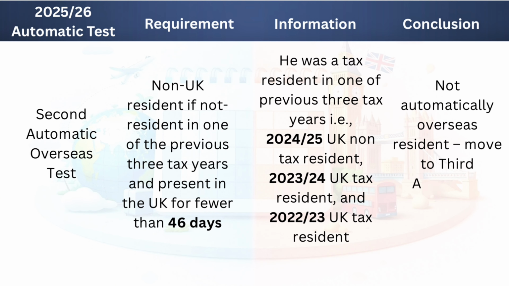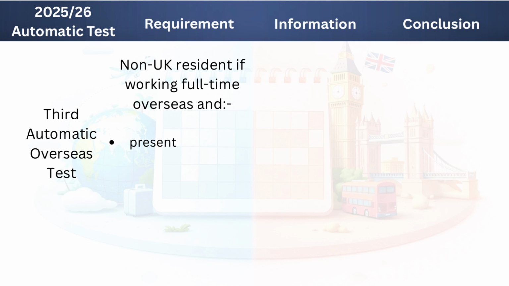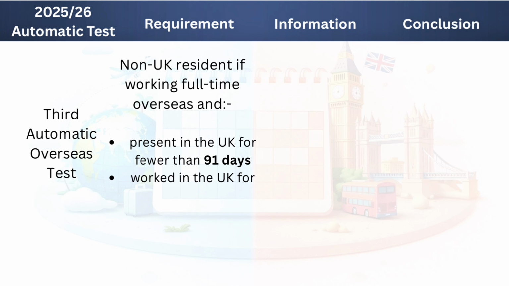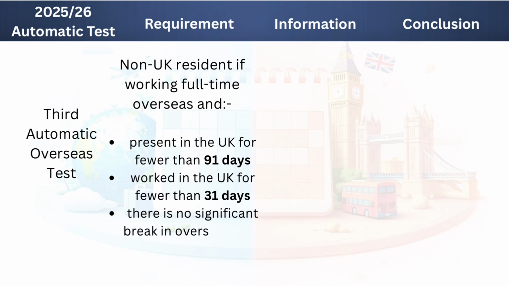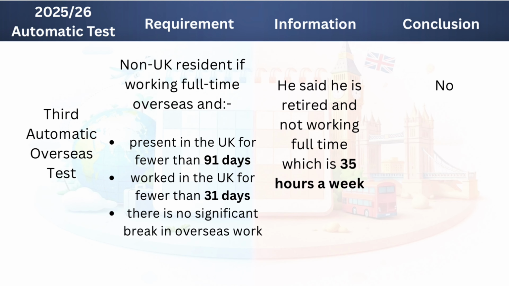Move to the third automatic overseas test. The requirement is: non-UK resident if working full-time overseas, present in the UK for fewer than 91 days, worked in the UK for fewer than 31 days, and there is no significant break in overseas work. The information we hold is that he said he is retired and not working full time, which is 35 hours a week. So the conclusion is not automatically overseas resident.